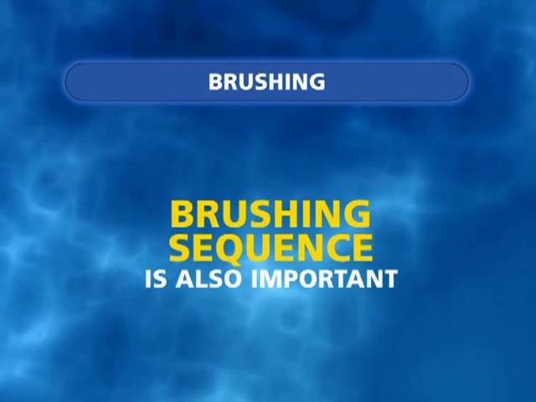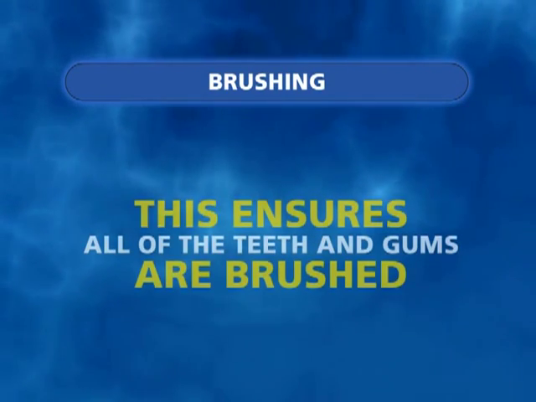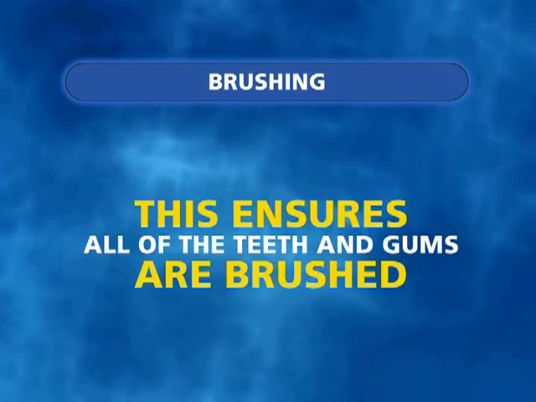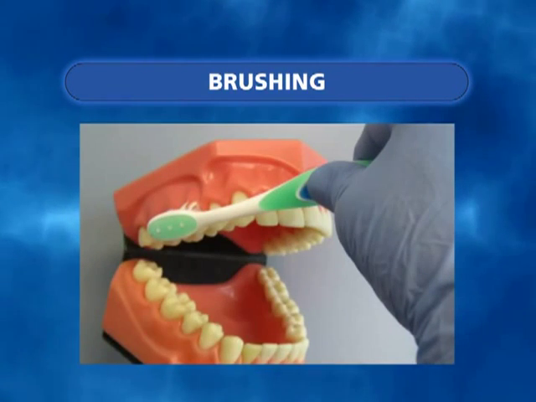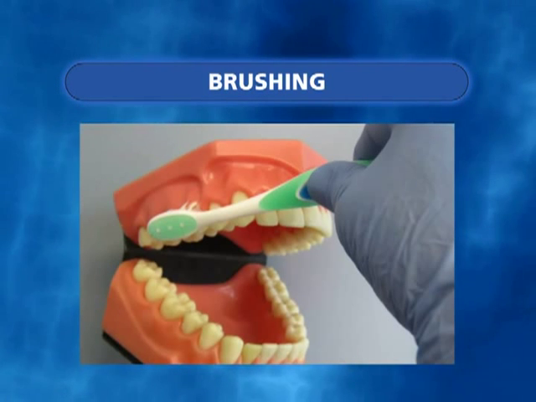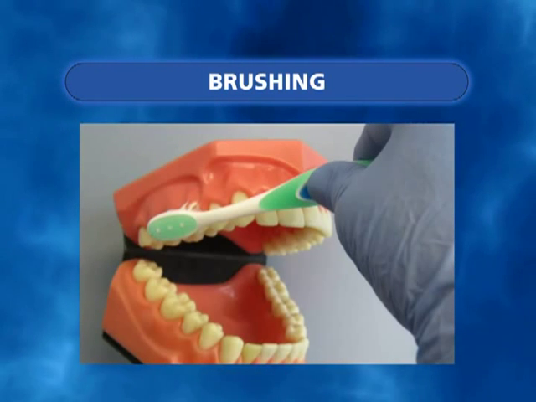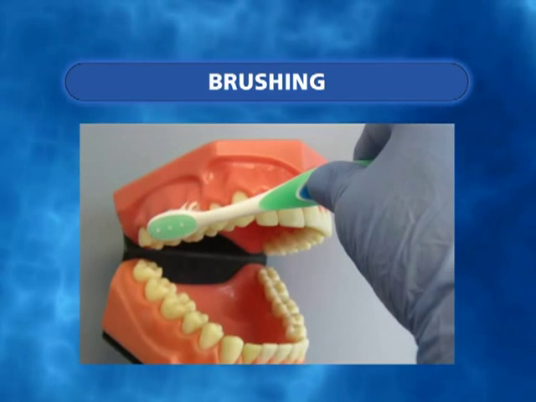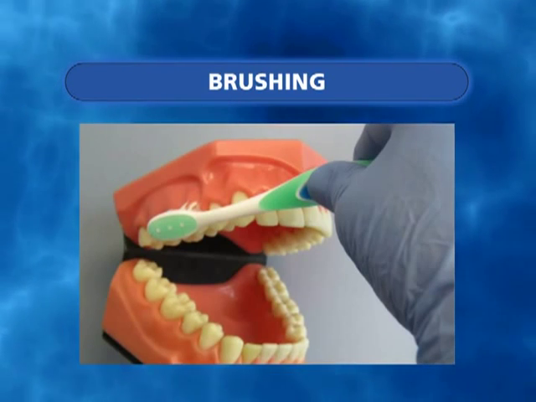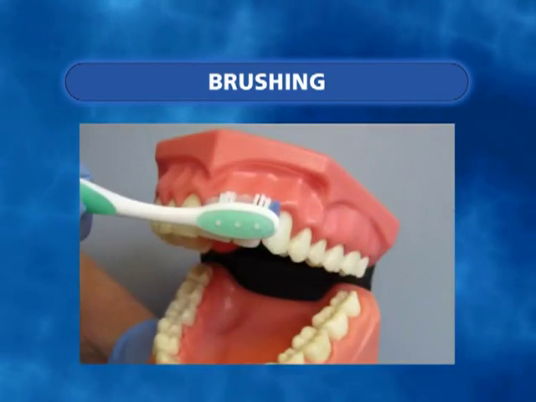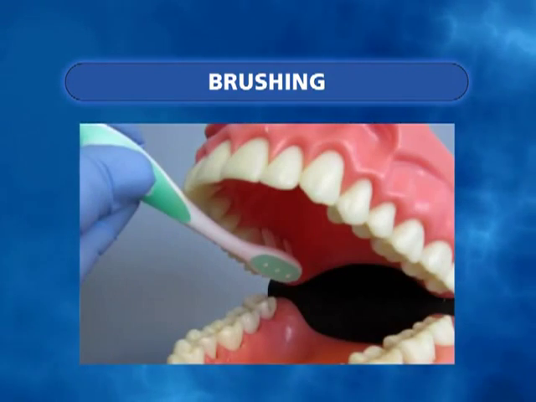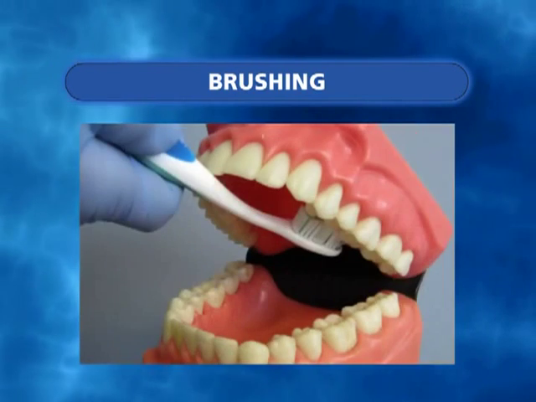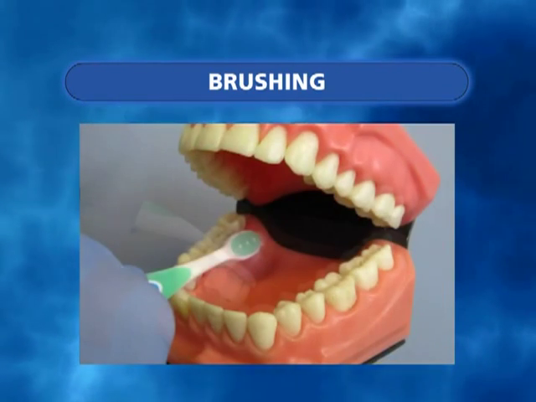Brushing sequence is also important. This ensures that all areas of the teeth and gums are brushed. Start from the same place each time. A good starting place is the outside of the teeth in the upper molar region on the right side of the mouth. From here, move the brush around the mouth to the left side. Repeat on the inside of the upper teeth and on the inside and outside of the lower teeth.